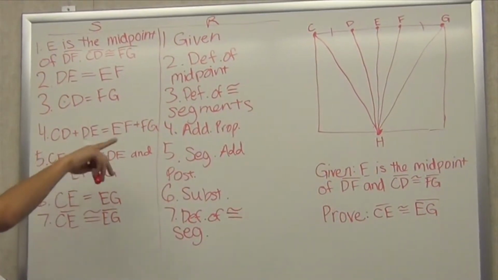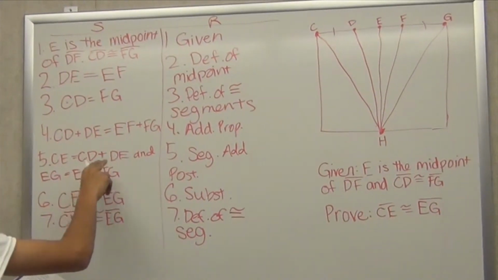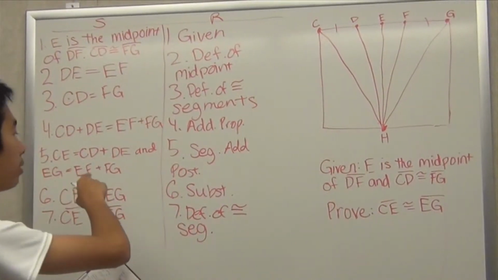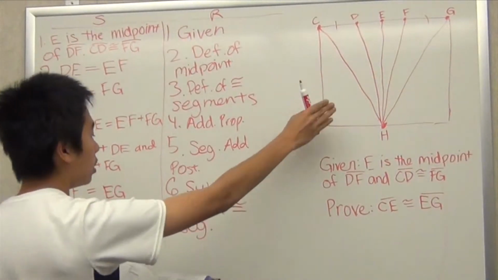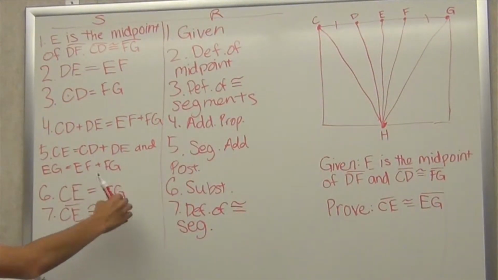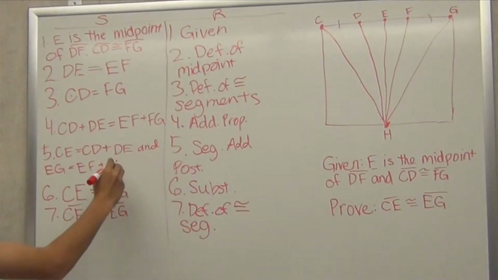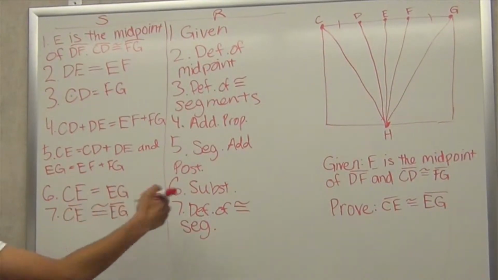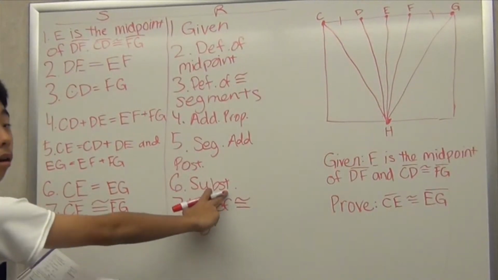Then step 5 would be CE would equal CD plus DE, and EG would equal EF plus FG because of the segment addition postulate. Then we could substitute, we can take pretty much whatever was added, cross that out, and then we can input CE equals EG because of substitution. I abbreviated it so you don't have to write it all out.